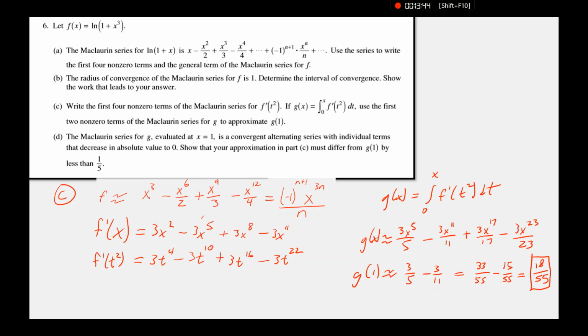So last part. We're told that the Maclaurin series for g at x equals 1 is a convergent alternating series with individual terms that decrease in absolute value to 0. Show that the estimate in part C must differ from g of 1 by less than 1/5. Oh, this one. I don't know how to start with this.